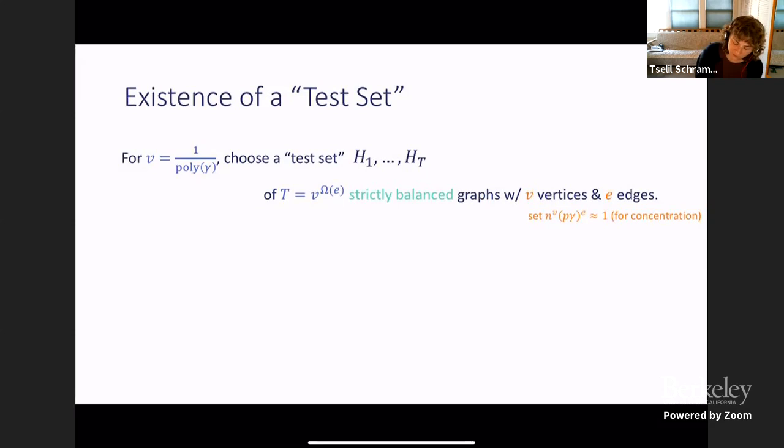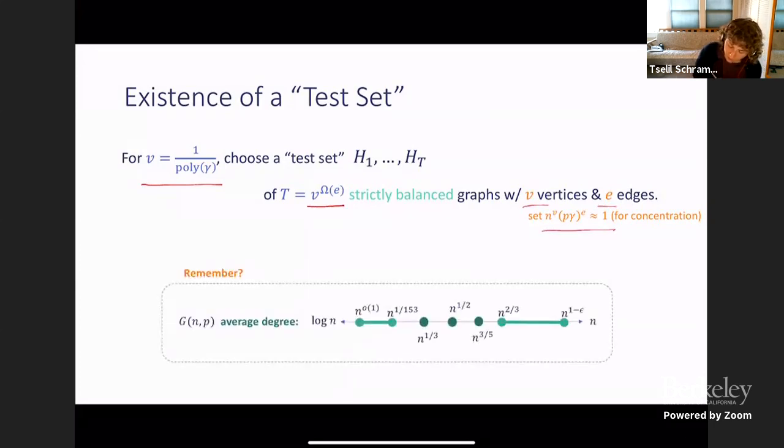We want to take v to be 1 over polynomial in gamma, and then we want to choose v and e strictly balanced graphs, and we need to set v and e so that the expected number of appearances is constant. So this is all very overwhelming, but you remember this weird thing that I showed you at the beginning of the talk, where I said that we can only handle certain degree regimes for G(n,p). So this is the reason why.